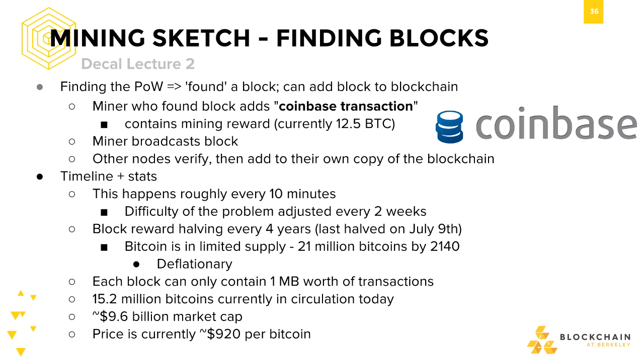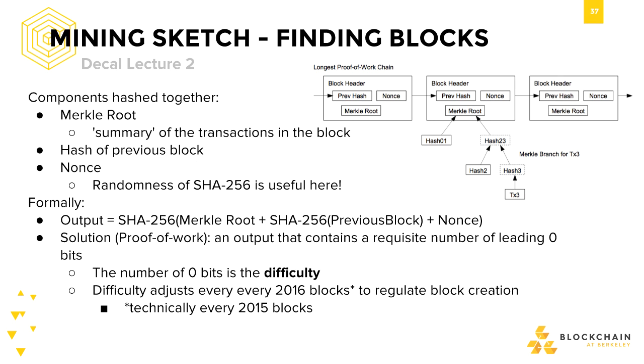So there are about 15.2 million Bitcoins currently in circulation. Price is not 920 per coin, it's 1,000 now. But yeah. Oh, okay, 16.1. Okay, that's outdated too. Question.